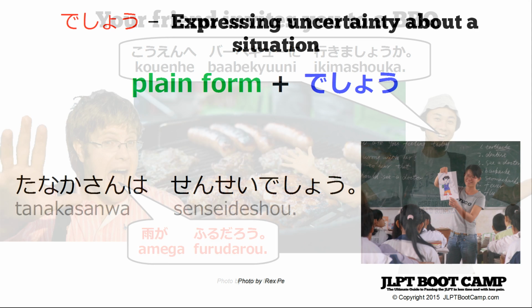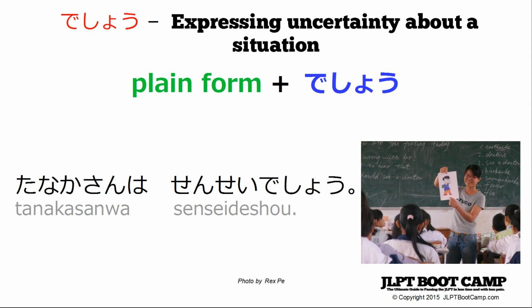Now, the polite form of daro is deshou. And this is what you're going to see on the N5. You're not going to see casual forms on the N5 test. And this is a way to express uncertainty about a situation. And you form it by basically having a plain form sentence plus deshou. So you're expressing some mild uncertainty about a situation.